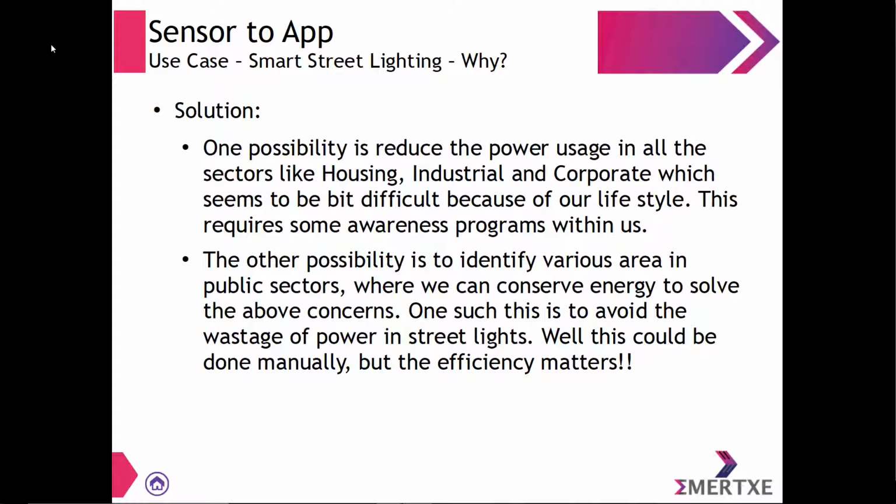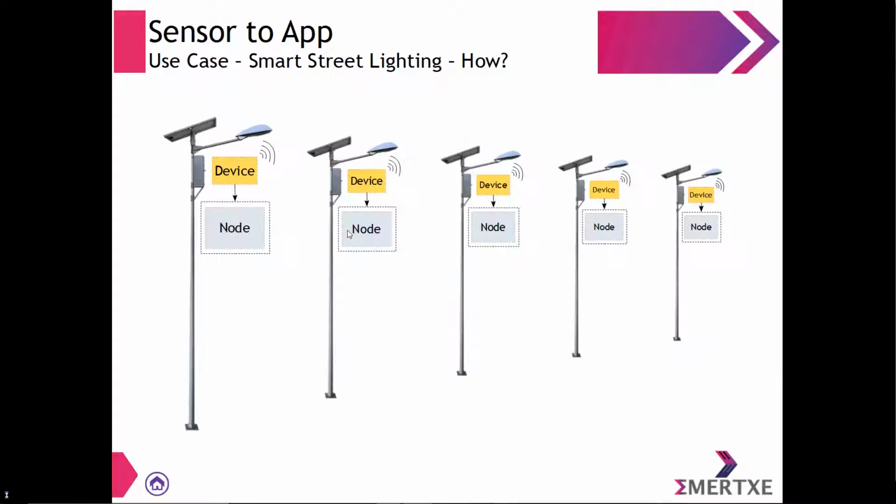And yes, for sure, we need some awareness programs so that we can achieve it. The other one is to identify various areas in public sectors where we can conserve energy to solve the above concerns. One such thing is to avoid the wastage of power in street lights. This could be done manually too, but the efficiency matters. Moving forward, how do we achieve this?